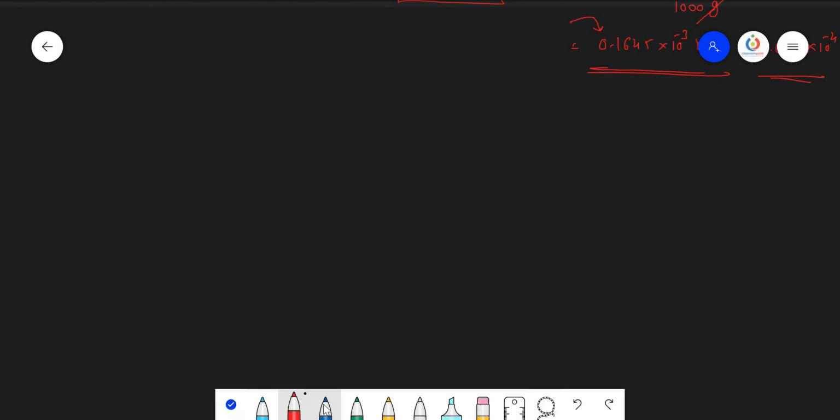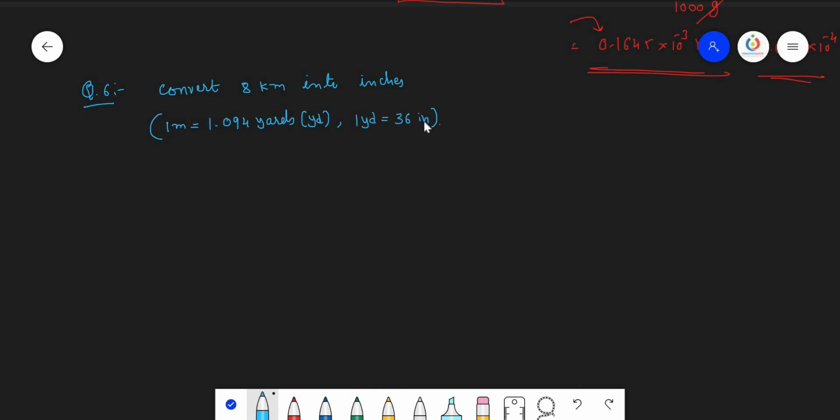Let us see another one. Later I will give you some work. So question number 6: convert 8 kilometers into inches. In the question itself they are giving some relations. 1 meter equals 1.094 yards, and 1 yard equals 36 inches.